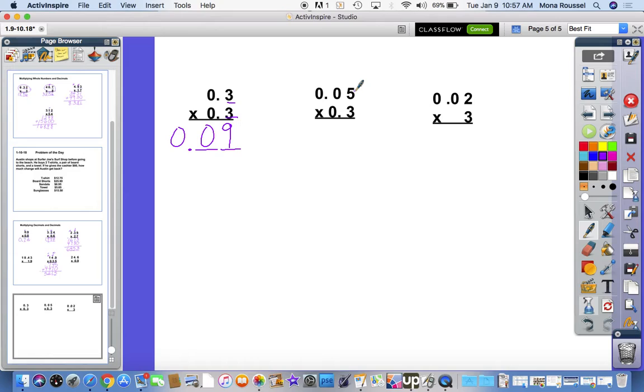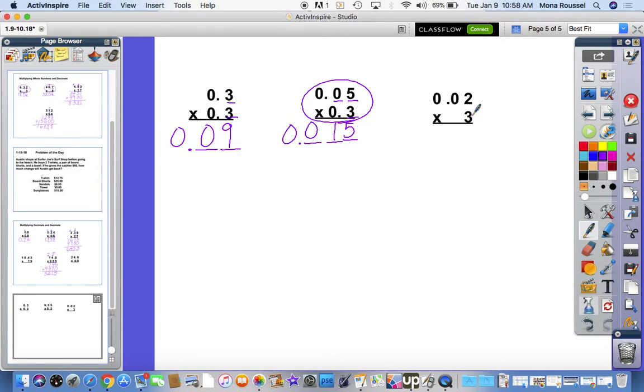Similar situation in 5 hundredths times 3 tenths. 3 times 5 is 15. Even if we carry the 1 and bring it down, we have 2 decimal places. But when we count the decimal places in the factors, there are 2 decimal places in the first factor, 1 in the second factor. So that means we have to have a total of 3 decimal places in the product. So we have to add a 0 in front of the 15 to give us the product of 15 thousandths.